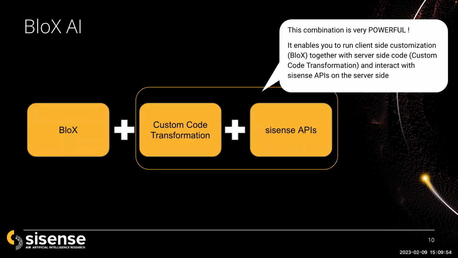So what we're showcasing here is the combination of blocks, which is on the client side, and custom code transformation on the server side. And from custom code transformation, we're using a Python script where we call Science APIs and, of course, GPT. All together, you'll see the flow. We can do really powerful stuff.